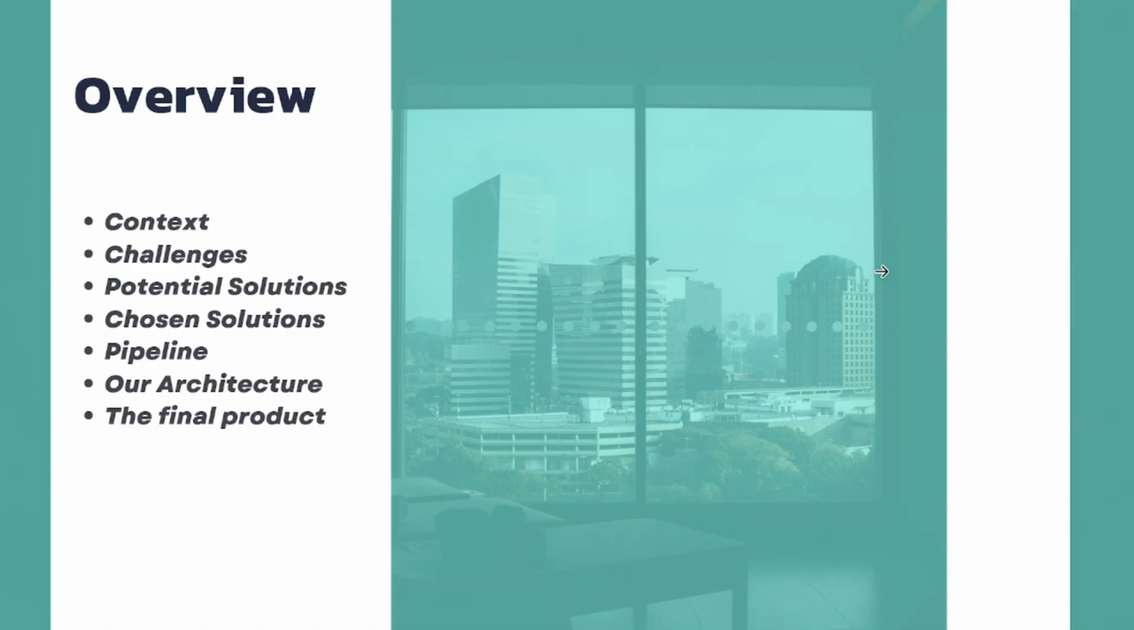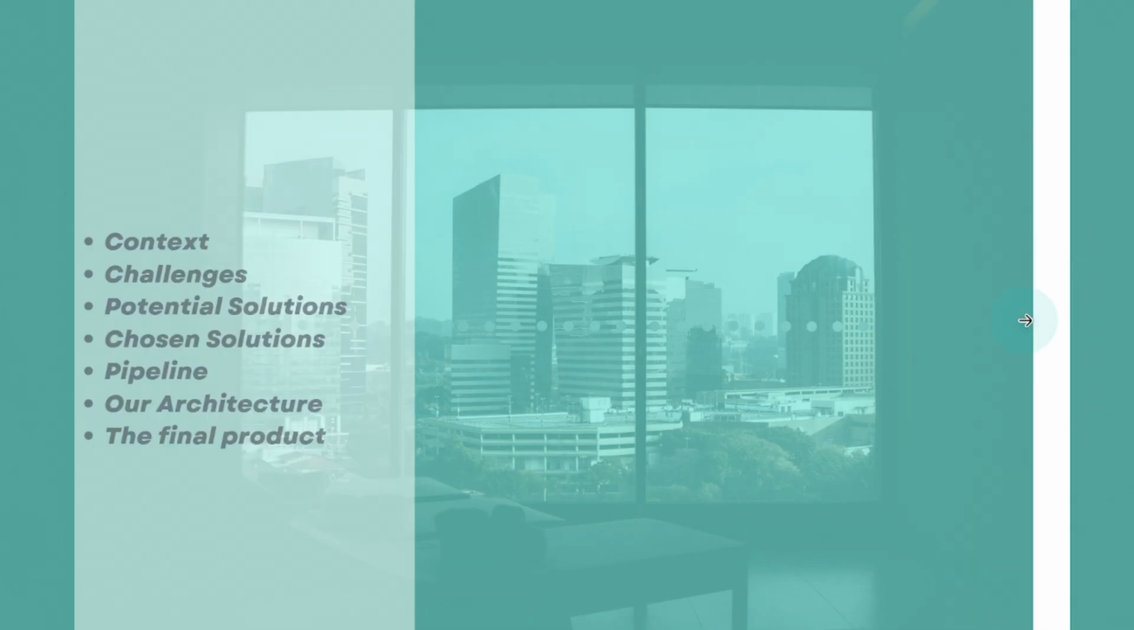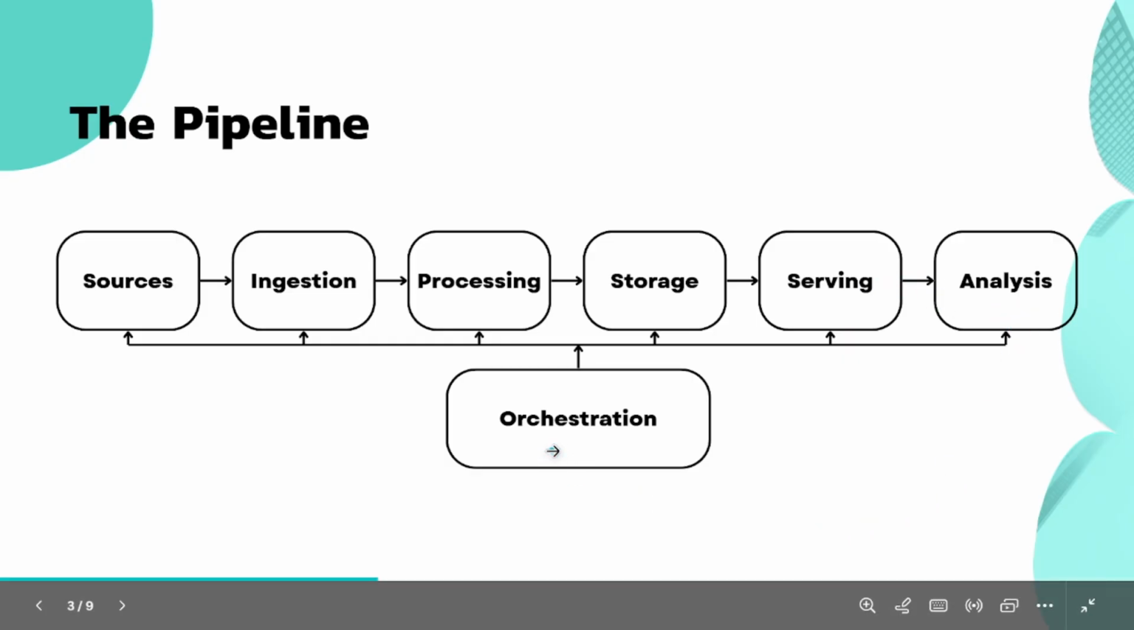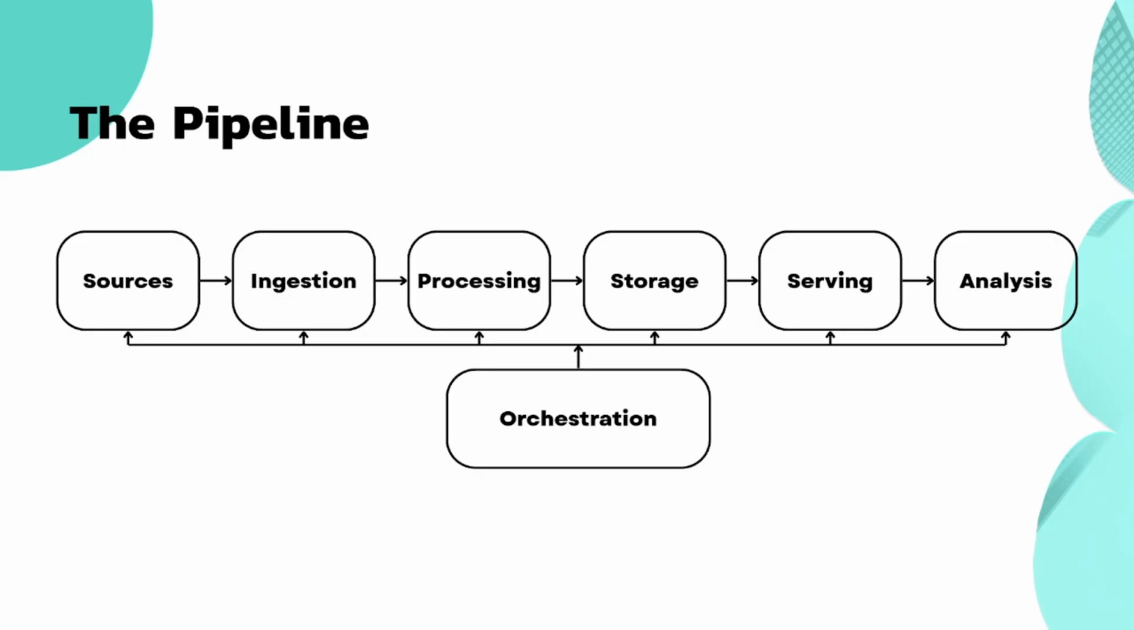Here is an overview of what we'll be discussing. This is the pipeline we will be following. It's a classic. We first collect data from our sources, then ingest it, process it, and store it, so we can serve it and analyze it. Of course, an orchestrator ensures everything happens as intended.